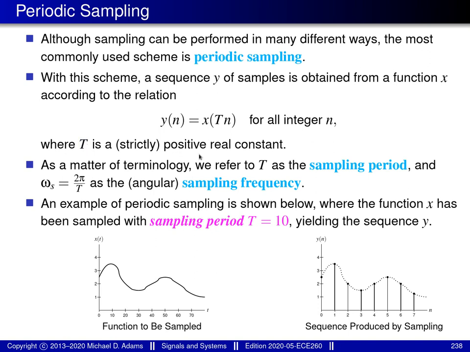As a matter of terminology, capital T is referred to as the sampling period, and the quantity 2 pi over capital T is referred to as the sampling frequency. Lastly, on this slide, we have an example of periodic sampling. In the figure in the bottom left is a function x, which is our function to be sampled, and we're going to sample this function with a sampling period of 10. And when we do this, we obtain the sequence y, which is shown in the graph on the bottom right.